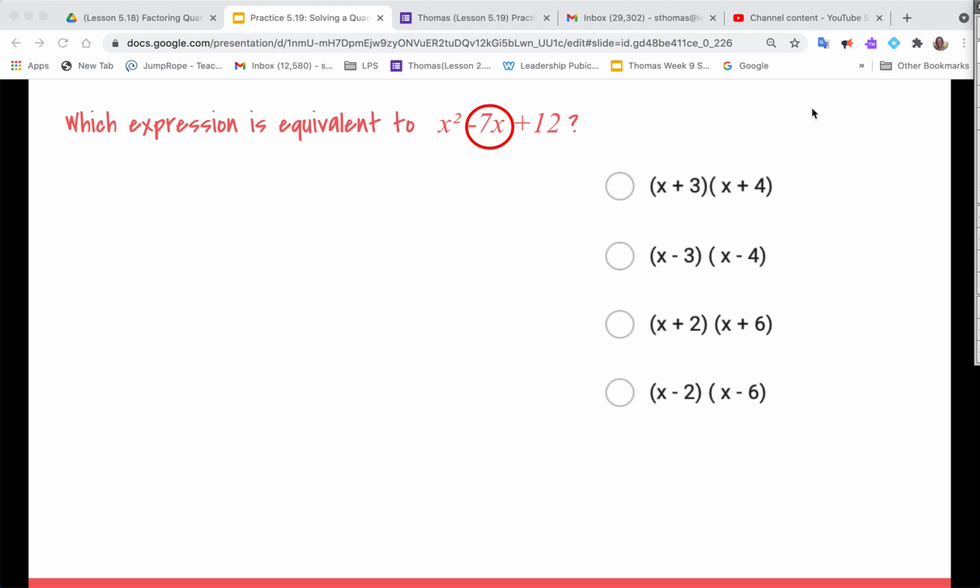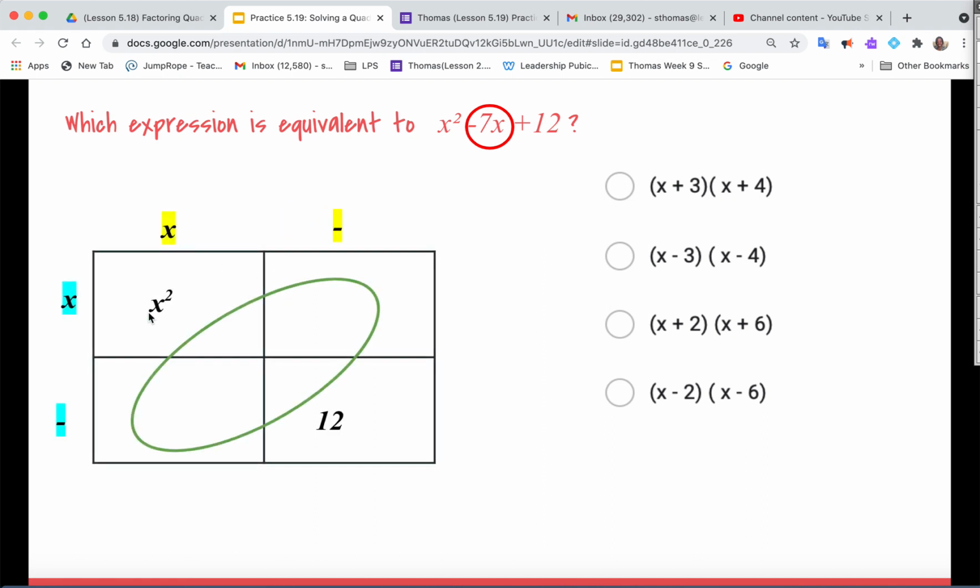The expressions that we're trying to see if they're equivalent to are x plus 3 times x plus 4, x minus 3 times x minus 4, x plus 2 times x minus 6, and x minus 2 times x plus 6. So based on the information that we have, we're going to use our box method. And we know that the x squared term goes in our first box, and that is given by x times x.